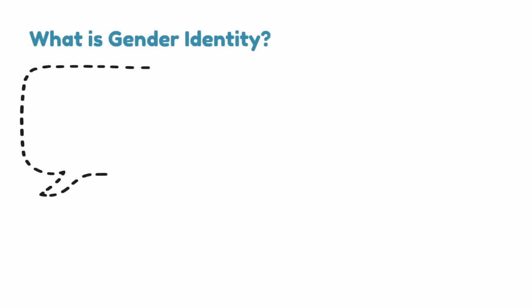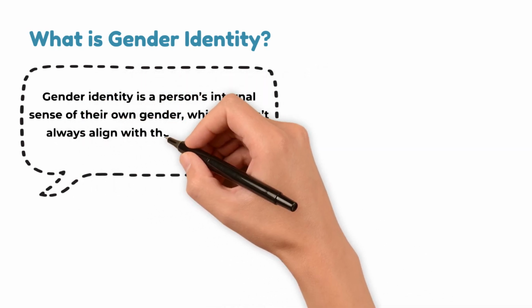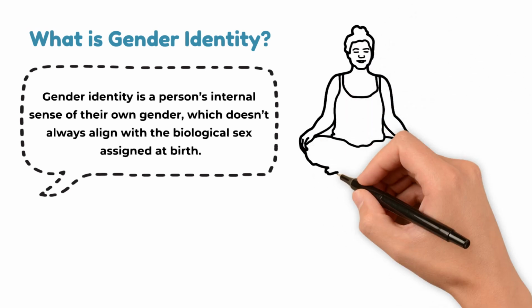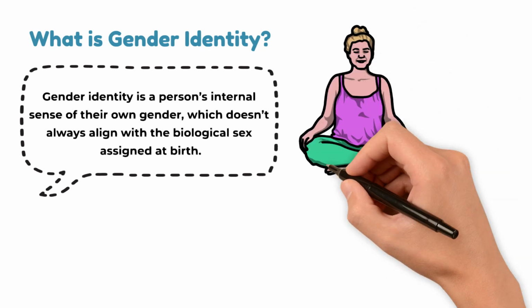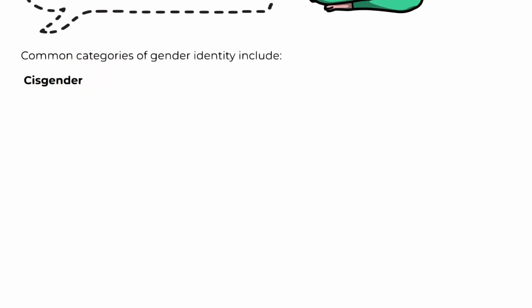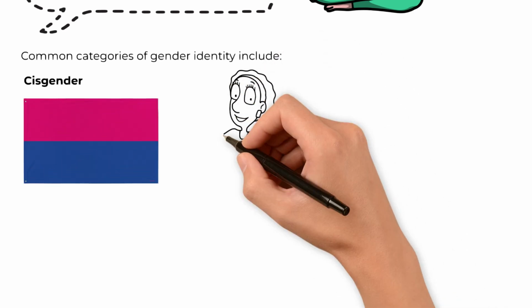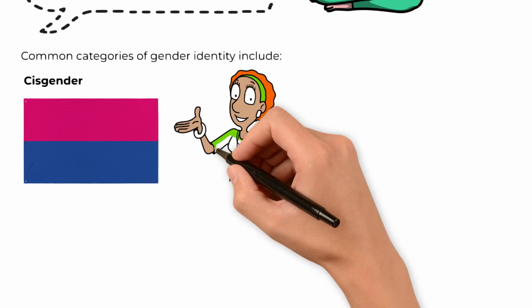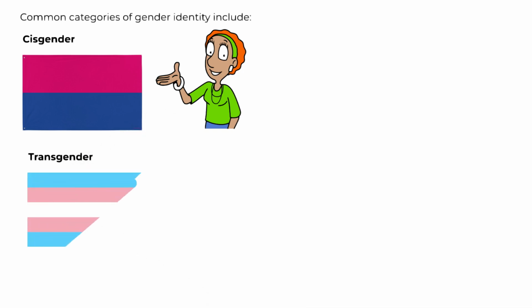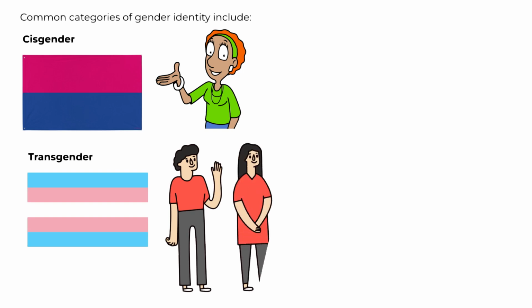What is gender identity? Gender identity is a person's internal sense of their own gender, which doesn't always align with the biological sex assigned at birth. Unlike sexual orientation, which is about whom we are attracted to, gender identity is about who we feel we are. Common categories of gender identity include cisgender, people whose gender identity aligns with their biological sex. For example, a woman who was born female and identifies as a woman. Transgender, people whose gender identity differs from the biological sex assigned to them at birth. For example, a person born male but who identifies as female.